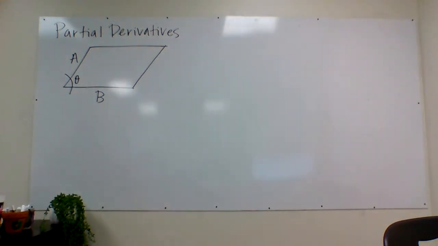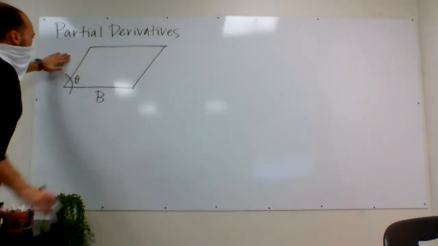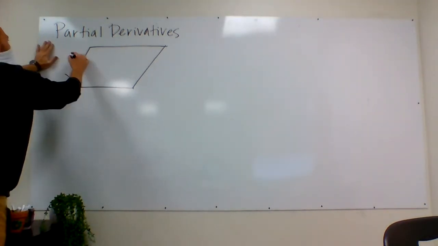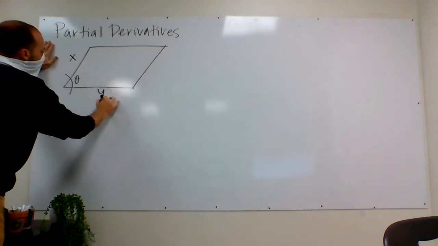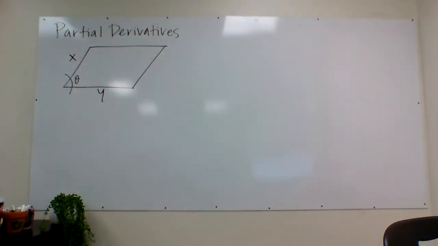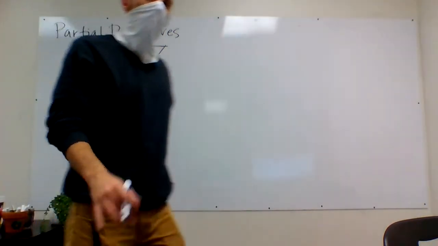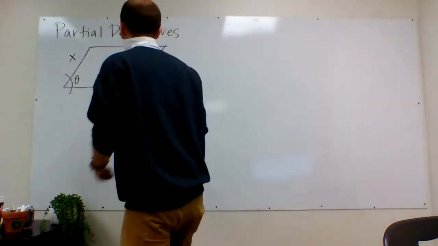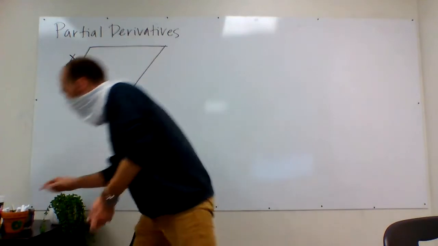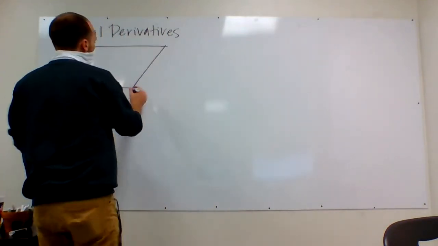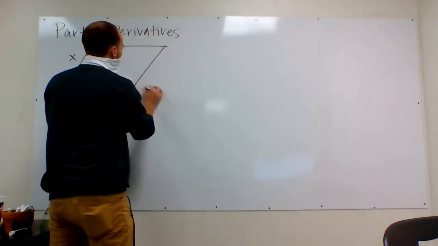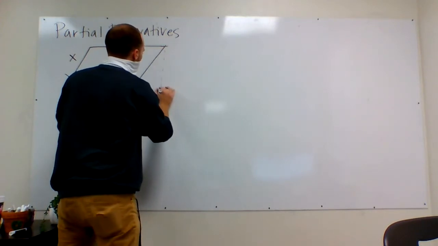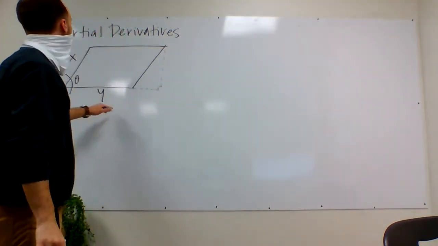I'm realizing that A and B might not be the letters to use. I'll use X and Y. Because my area is going to be, I'm proposing, X times Y times the sine of theta. And maybe I could give you a little bit more drawing on that. I don't want to waste too much time on this video going into why the area of a parallelogram is what it is, but I don't want you to sit there not believing me this whole time.